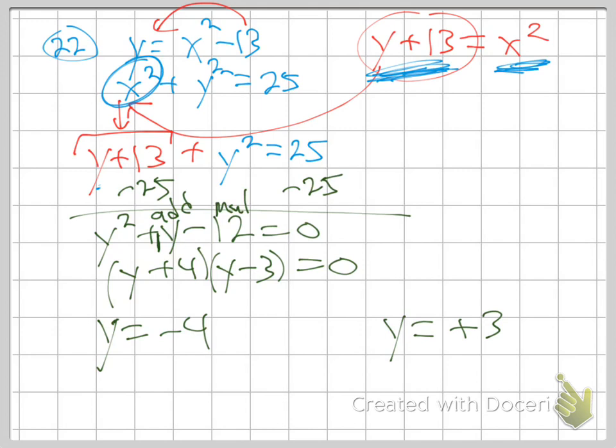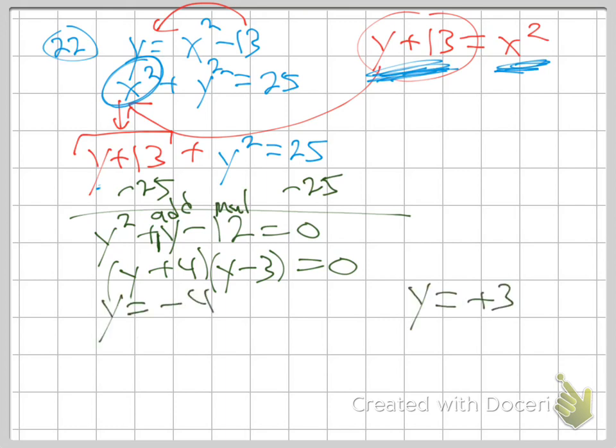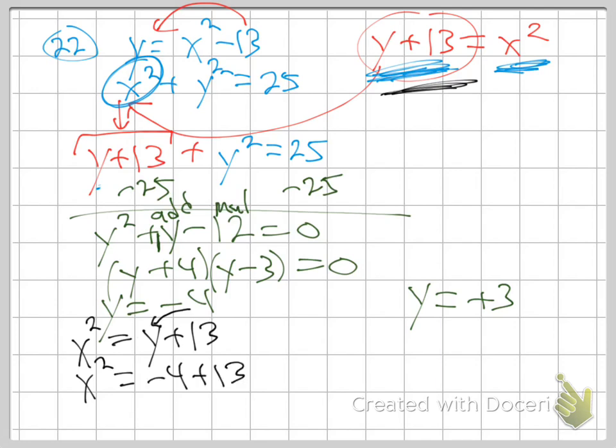When you set each one to 0, right? In fact, let me move it up a little bit. Now, those are each y values. Negative 4, positive 3. We've got to get an x that's going with each of those. How do we do that? How do we get the x? Going to plug in, aren't we? Plug in like to this one. So x squared is y plus 13. So x squared is y, plug in, negative 4 plus 13. X squared is 9? It's just asking for a y.